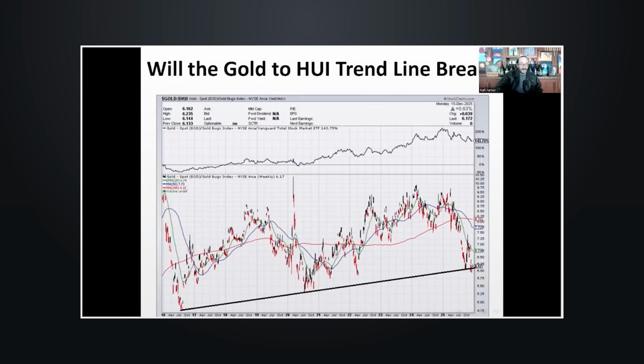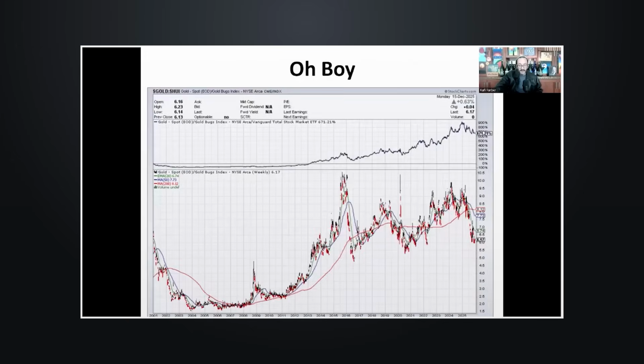This trend line was established in 2016, tagged in 2020, and then tagged again here. We just broke through it a few days ago. And the question is, are we going to rebound here higher, meaning are gold and silver stocks going to fall relative to gold, or is this trend line finally going to break? And look at the next slide to see what happens when it does break.